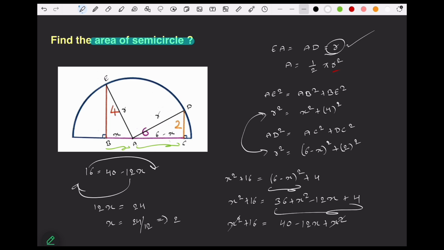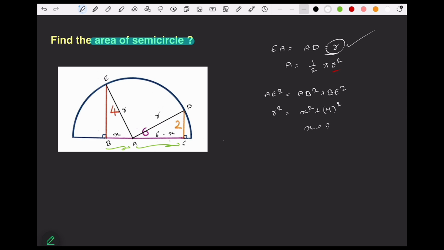If you substitute the value of x in this equation, we will get the radius, right? Let's do this. x is equal to 2, so I am substituting it here. R square is equal to 2 square, which is 4, plus 4 square, which is 16. So r square is equal to 20. Instead of finding r, we can leave r square, because in the formula itself we have to substitute the r square value. So I am substituting this r square value in the formula of the area of the semicircle.